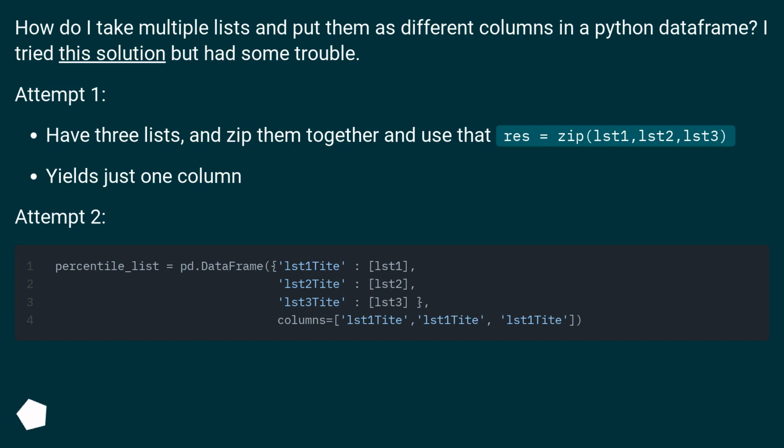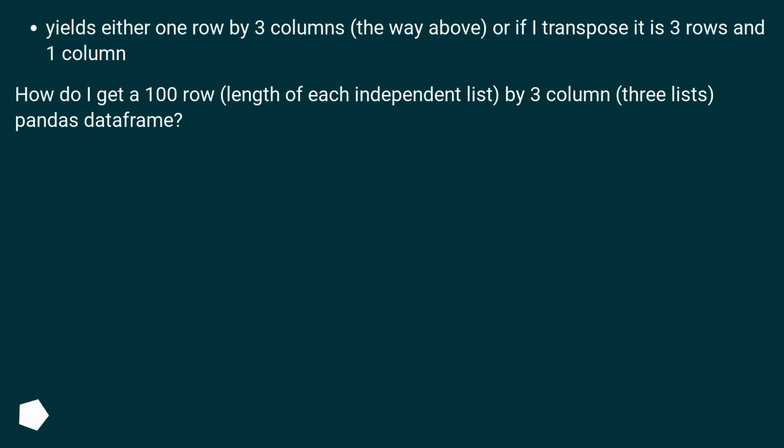Attempt 1. Have 3 lists, and zip them together and use that, res equals zip lsd1, lsd2, lsd3, yields just one column. Attempt 2. Yields either one row by 3 columns, the way above, or if I transpose it as 3 rows in one column. How do I get a 100 row, length of each independent list, by 3 column, 3 lists, pandas dataframe?